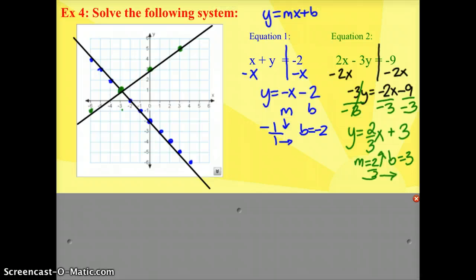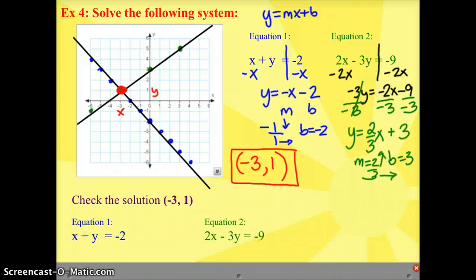Now that I have both graphs on my same x and y axes, I now need to find the solution. And recall, the solution is the point of intersection, which is right here. So my solution on the x-axis, I'm at negative 3. On the y-axis, I'm at 1. So my solution to the system is negative 3, 1. It's the point of intersection.